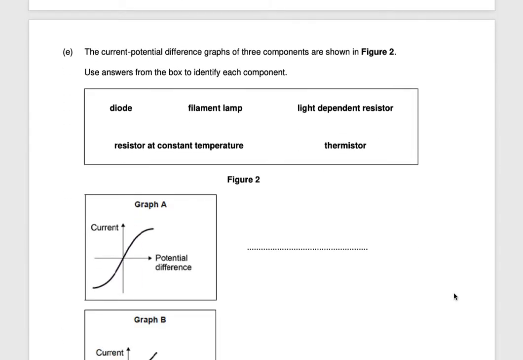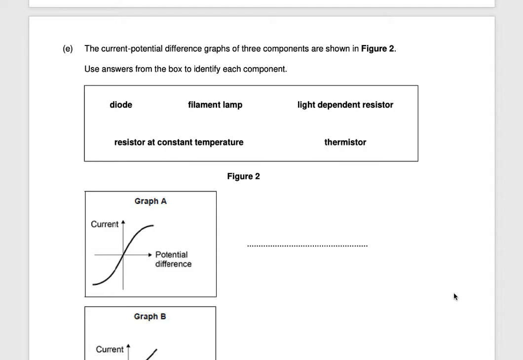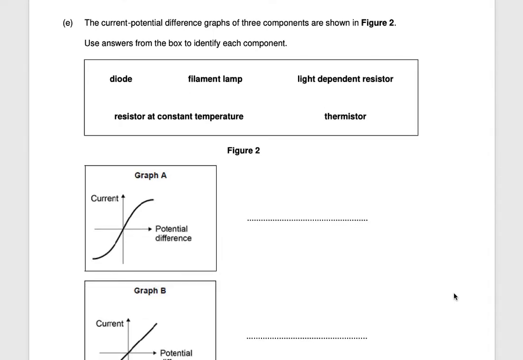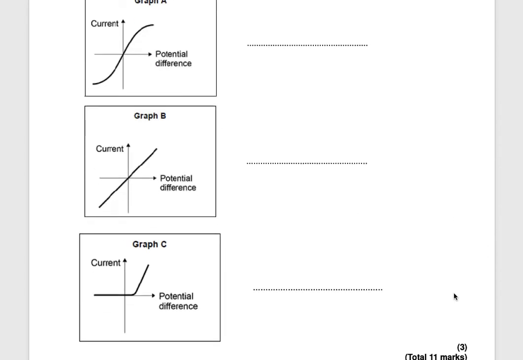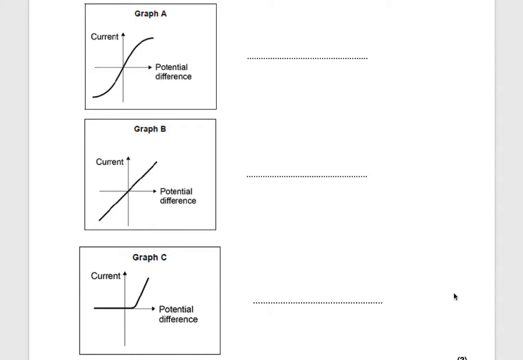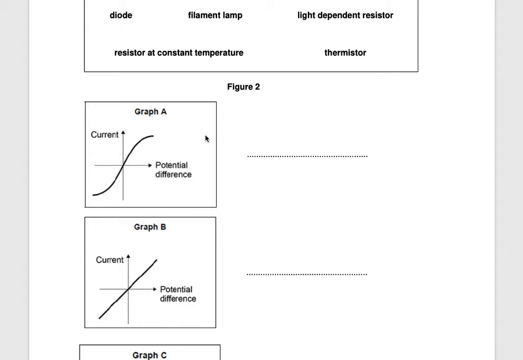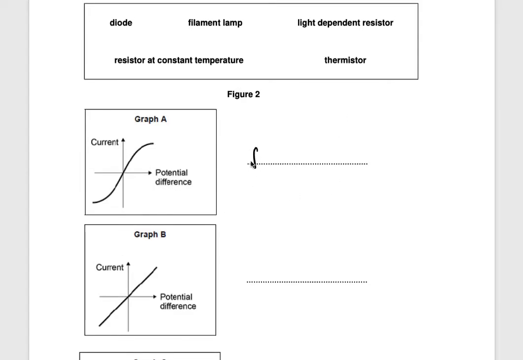Next question. The current potential difference graphs of 3 components are shown in figure 2. Use the answers from the box to identify each component. So we're given 3 graphs over here, and we need to identify what is the graph for each component. First of all, as you can see, as the potential difference increases, the current also increases, but at a decreasing rate. And that is the filament lamp. Remember, the filament lamp heats up, that increases the resistance towards the end.